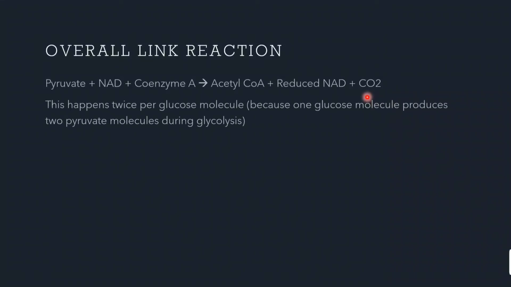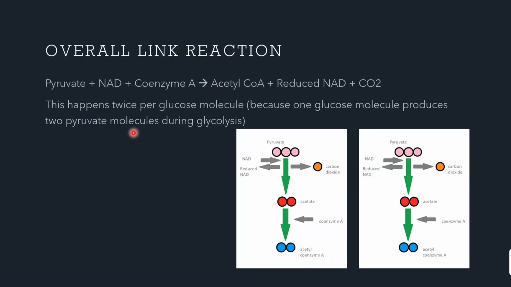However, this overall link reaction happens twice per glucose molecule, and this is because, as we saw in glycolysis, the first stage of respiration, one glucose molecule produces two pyruvate molecules. So per glucose molecule, the link reaction happens twice because it has to happen to both of the pyruvate molecules that the glucose produces. So technically, this is the overall link reaction for one glucose molecule. Each pyruvate molecule is being worked on.